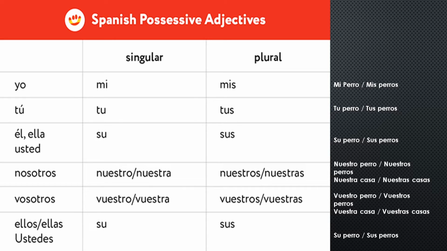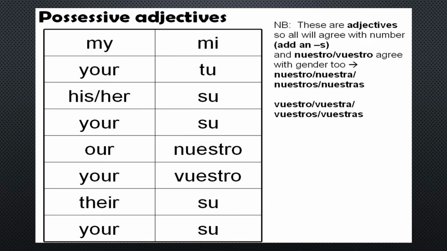And finally, we have ellos or ustedes, they or you guys. And with this one, we'll have su and sus as well. So we would have su perro, their dog, or sus perros, their dogs, masculine and plural. Now, let's take a look at a different chart just to make this a little bit clearer.